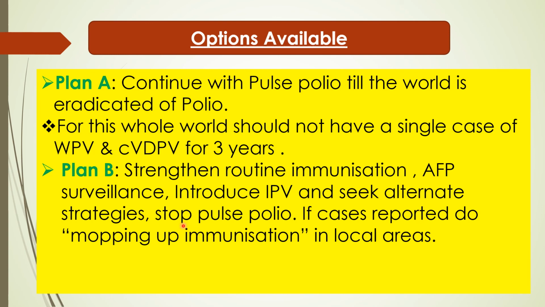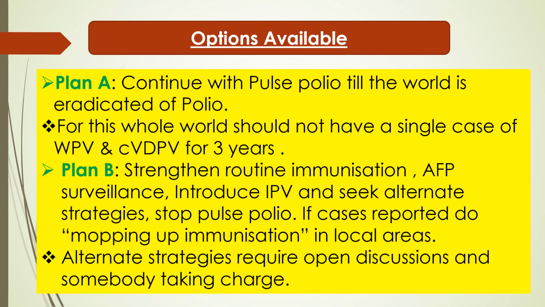Seek alternate strategies. A single dose IPV seems not to be working. You have to completely replace OPV by IPV and stop pulse polio. This is the most scientific, more difficult route to take, but I don't think there's a shortcut for this. However, this requires discussion. If cases are reported, do mopping up immunization in local areas.